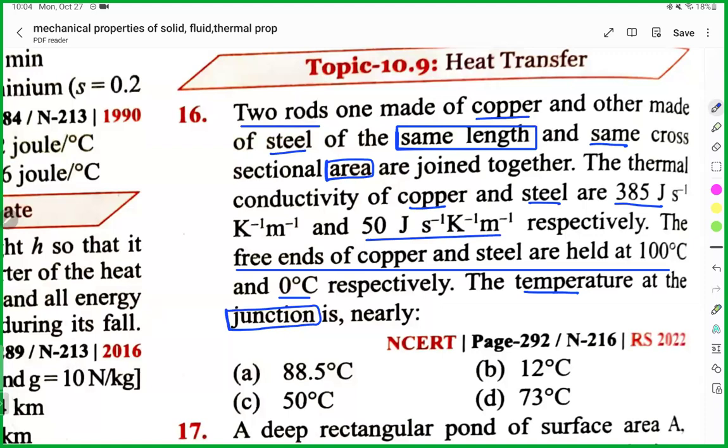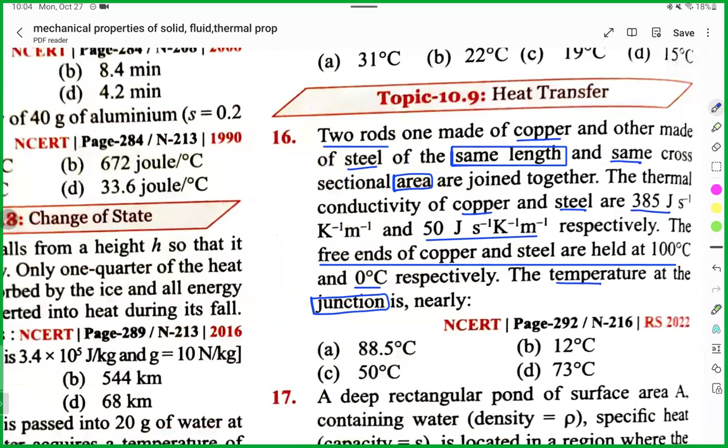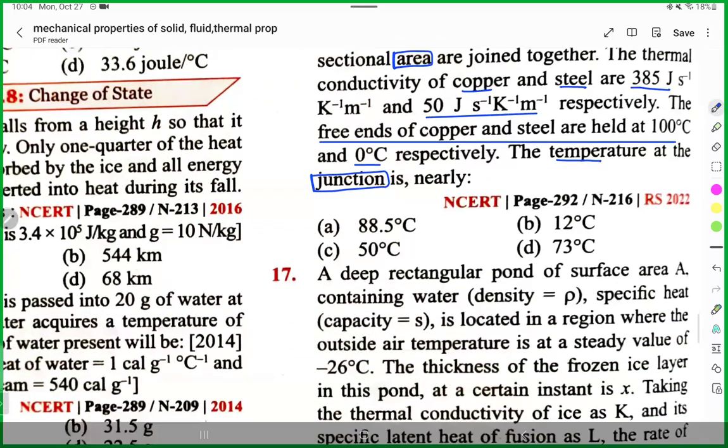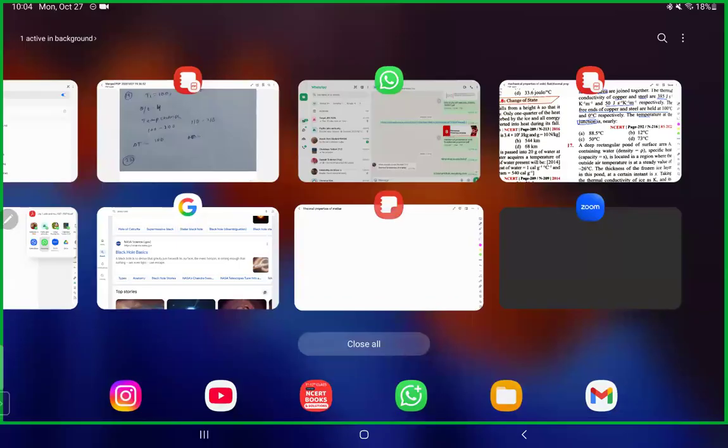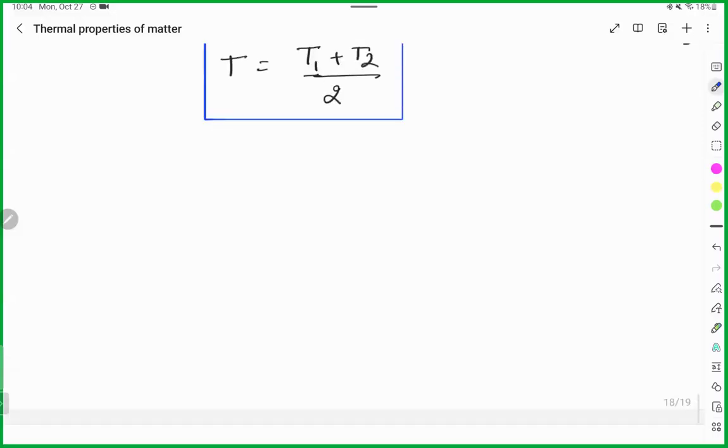So, how to solve this kind of question? Length and area are the same, right? And when length and area are the same, there are two extreme sides. So this was the question number 16.